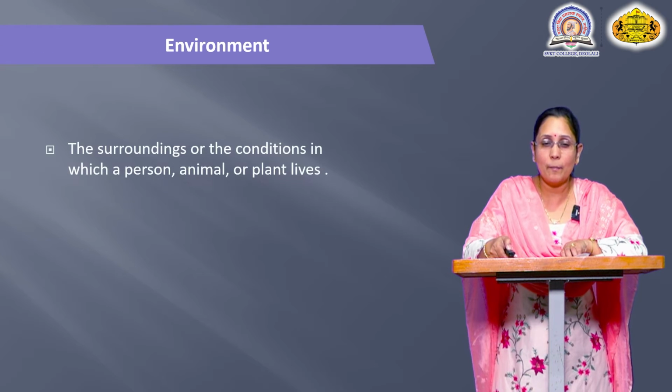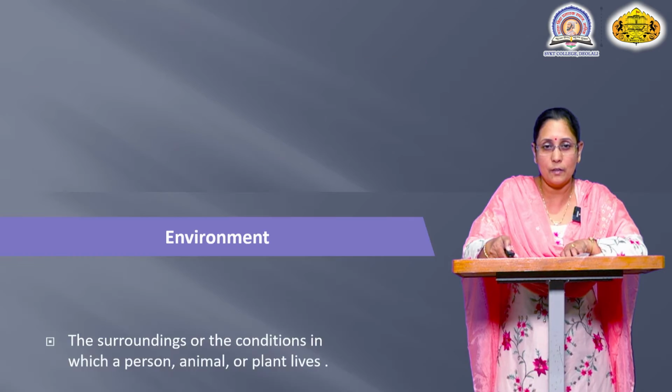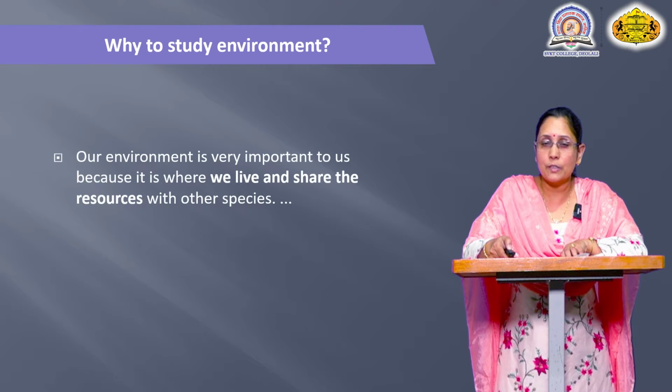So what is this environment? Environment is nothing but the surroundings, all the conditions in which we all organisms are living, including the person, animals, plants, microorganisms, etc. This is the simple definition of environment: the surroundings or the condition in which the person, animal or plant lives. Why study this environment? We saw the definition, right?